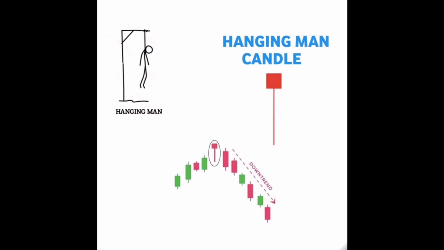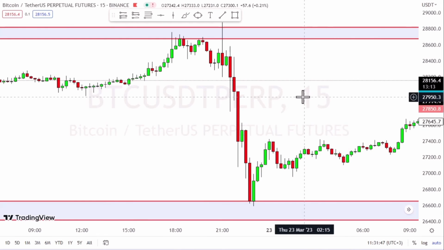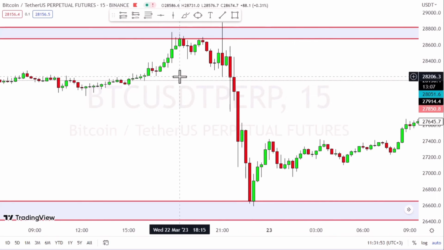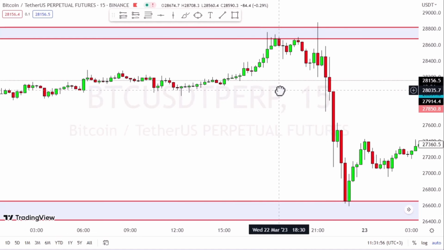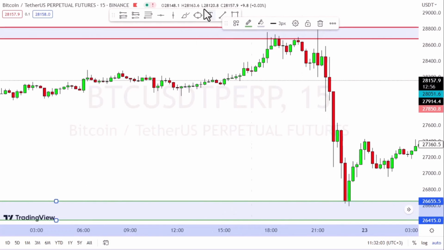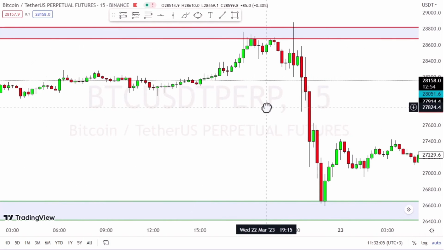Let's go to the chart and make some examples. Alrighty, as we talked before, these kinds of patterns are only validated while they are happening on support and resistance areas. Let's change the color to green. Then we can count on them.